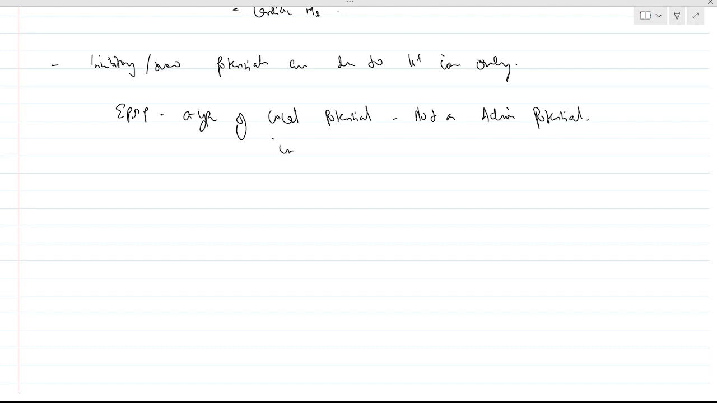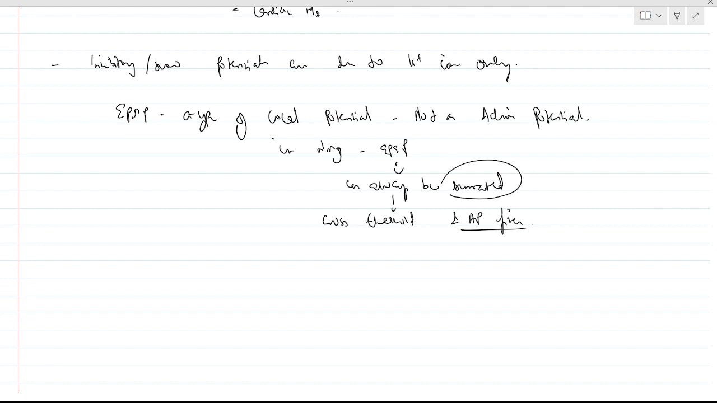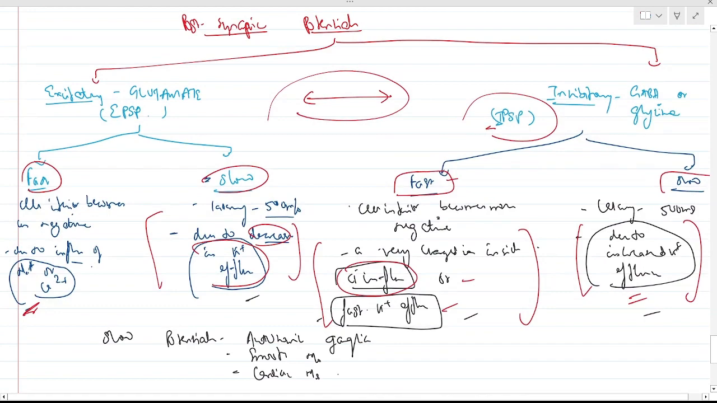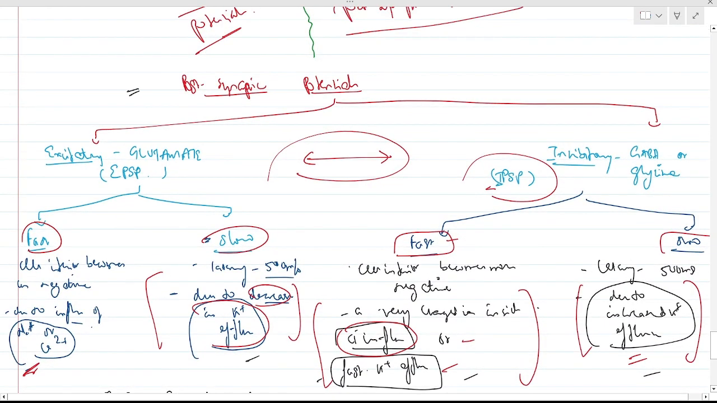So in neuromuscular junction, EPSP can always be summated, and can cross the threshold and an action potential fires. EPSP can also be summated, and upon crossing the threshold it can fire. Okay, this was all about our discussion on EPSP and IPSP, all types of postsynaptic potentials.